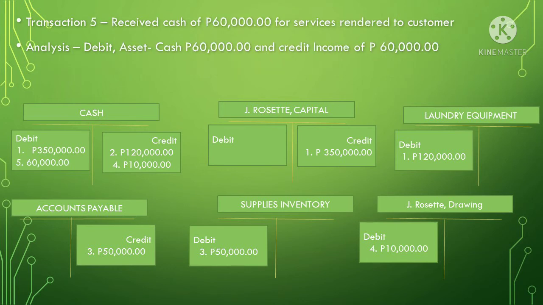Okay, so for transaction number 5, receive cash of 60,000 pesos for services rendered to customer. So, nakadawat ang negosyo gikan sa laundry services, gikan sa customer in the amount of 60,000 pesos.